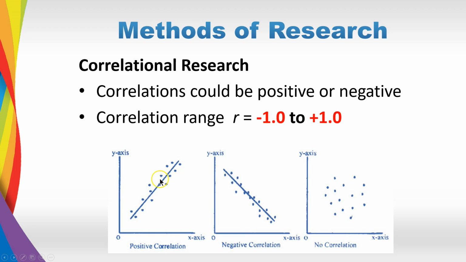And the way that I drew, or the way that this looks here, is that the dots again are very close to making a line. So that indicates a very strong correlation. This one right here is no correlation because the dots are just all over the place, right?